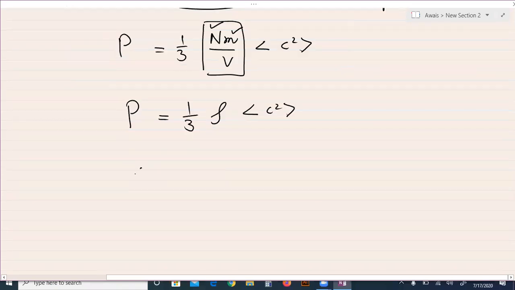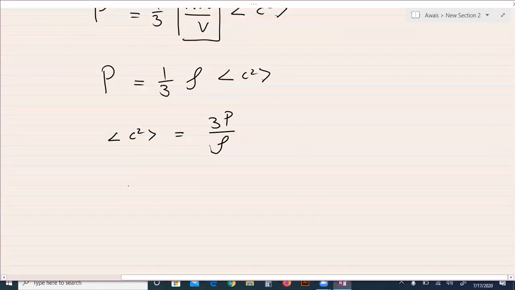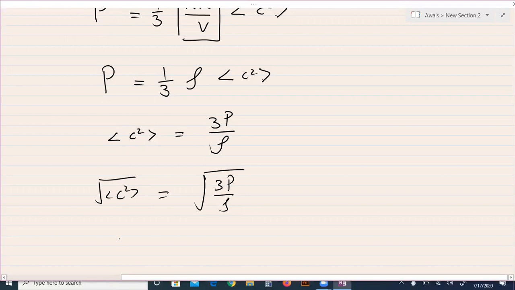So this mean square speed can be written as 3 times pressure over density, and taking the under root of both sides, 3 times pressure over density under root, mean square speed under root. So it becomes root mean square speed. It is the square root of 3 times pressure over density.